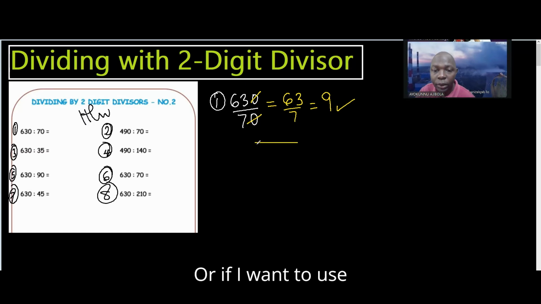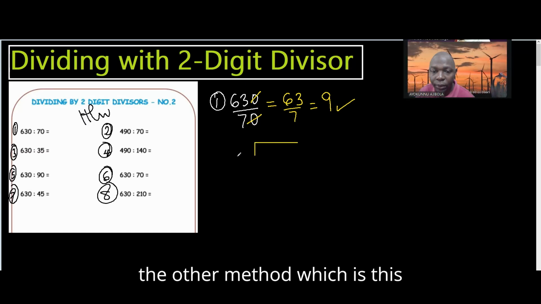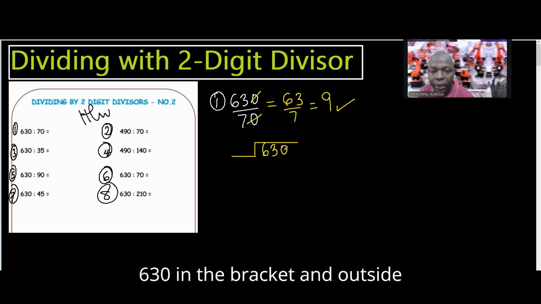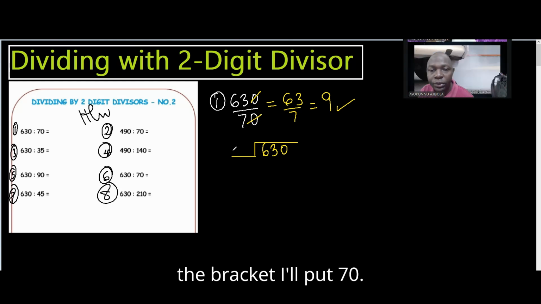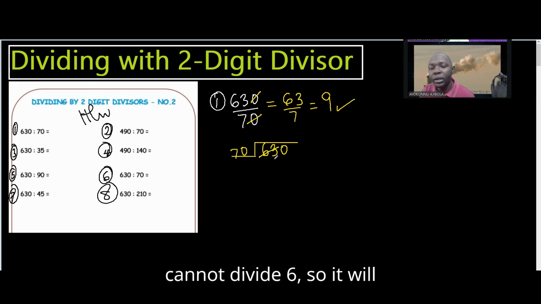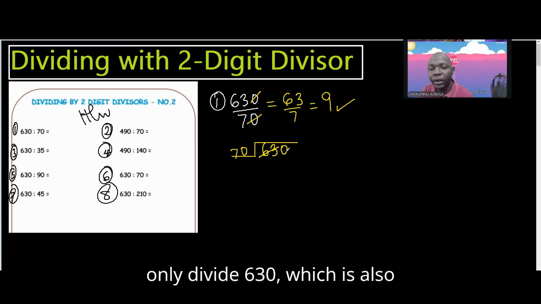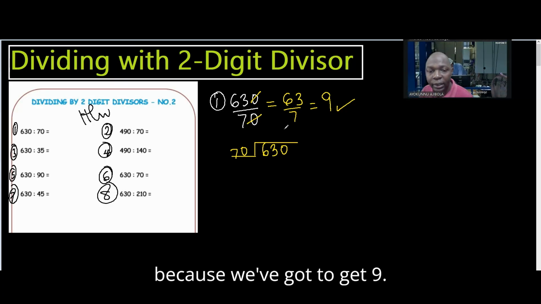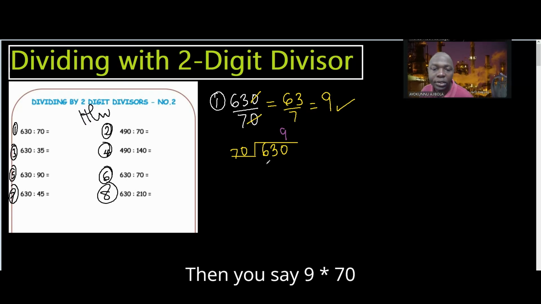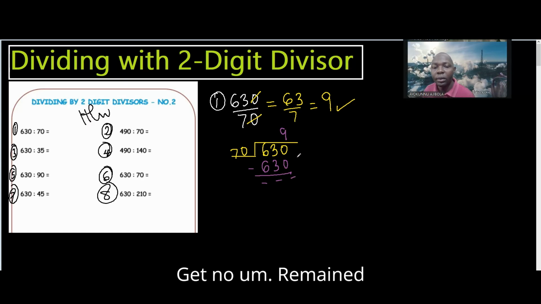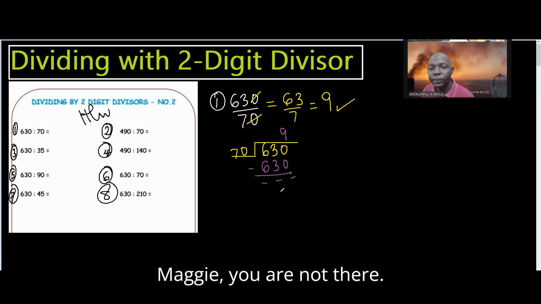Or if I want to use the other method, which is this box method, I'm going to put 630 in the bracket and outside the bracket I'll put 70. 70 cannot divide 63 and 70 cannot divide 6. So it will only divide 630, which is also like the same thing we've done because we've got to get 9. Then you say 9 times 70 is 630. Then when you subtract, you get no remainder.